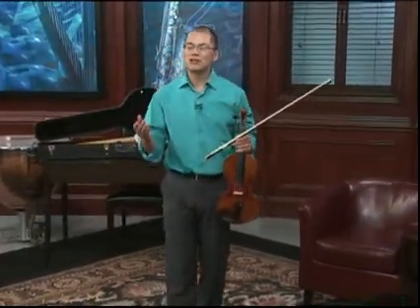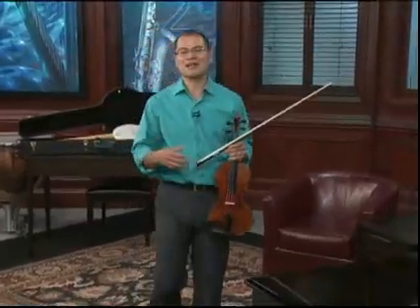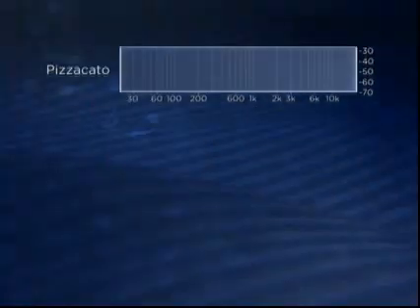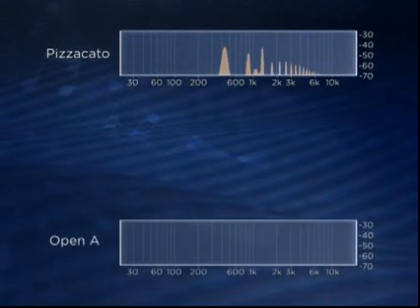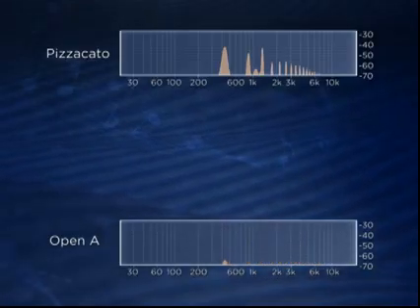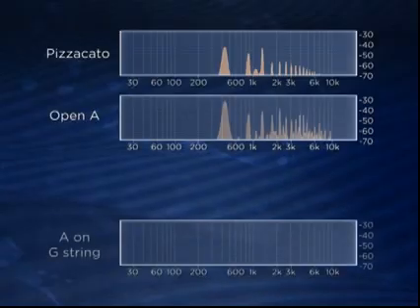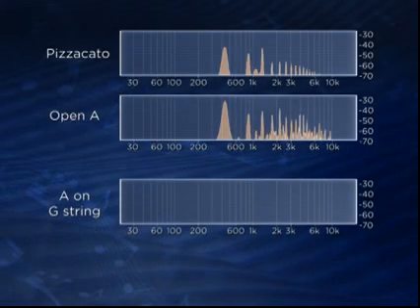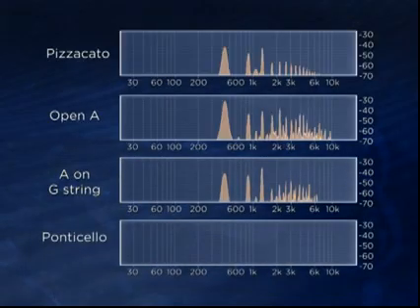Let's look at the spectra of those 4 sounds. And we're not going to look at the attack. We're going to look at after the attack, the spectrum of the continuous part, the ringing part of those sounds. Let's look first at the pizzicato. Here's the pizzicato again. And here's the spectrum of the open A, and we can listen to it. Here's the spectrum of an A played on my G string. And finally, here's the spectrum of a note played ponticello near the bridge.